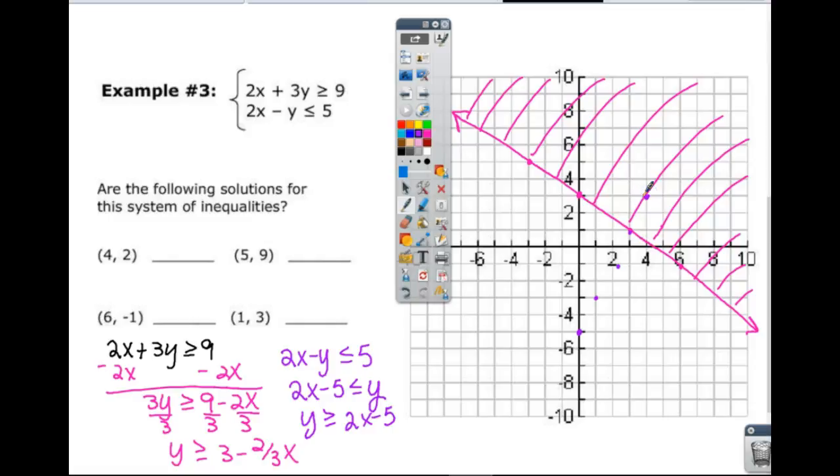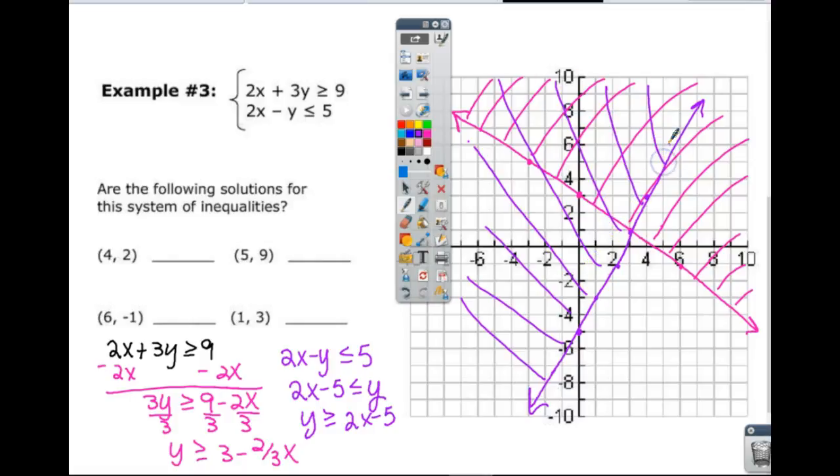Solid or dotted line? Solid. Oh, not so straight that time. And I'm shading above. So this is me shading above. And where does it overlap? Right here in this V area.